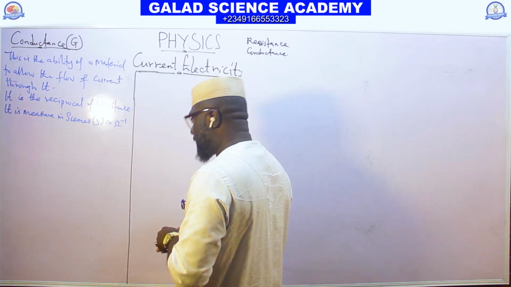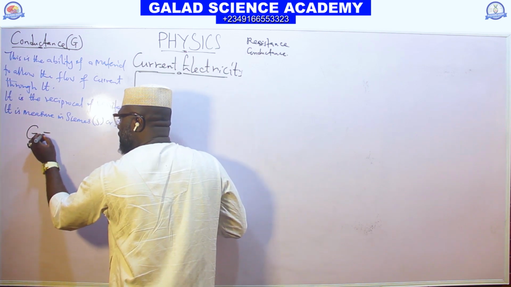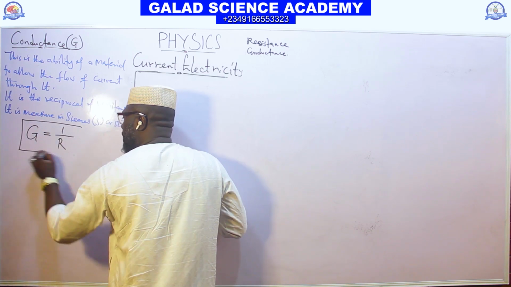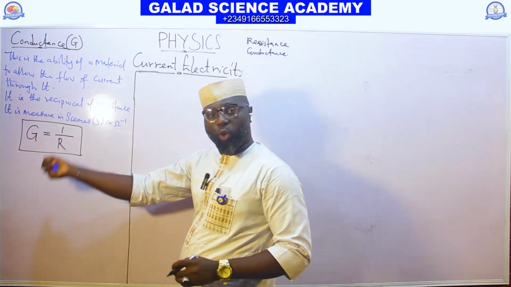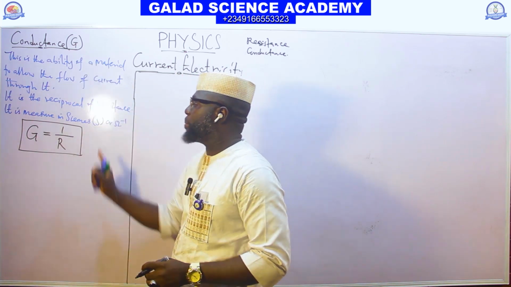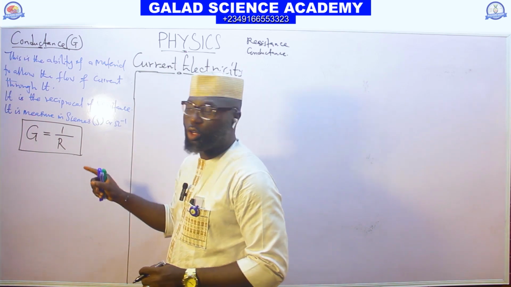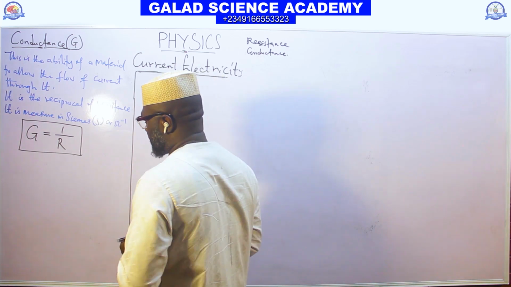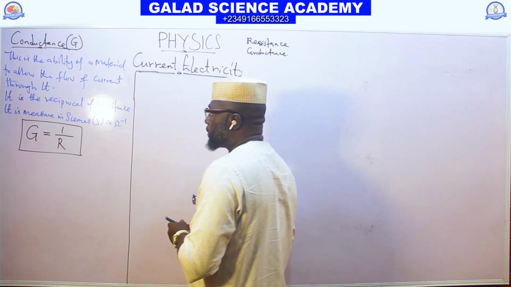So mathematically, conductance G is 1 over R. The reciprocal of resistance is conductance. The ability to conduct current is conductance. The ability to stop or oppose the flowing of current is called resistance. They are inverse. Yes, let's solve a question on this one.